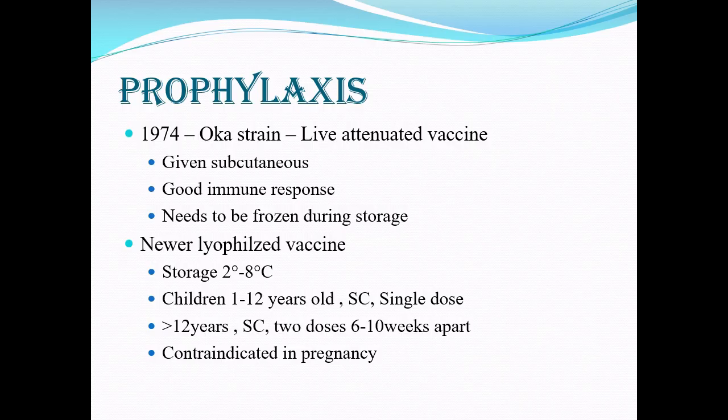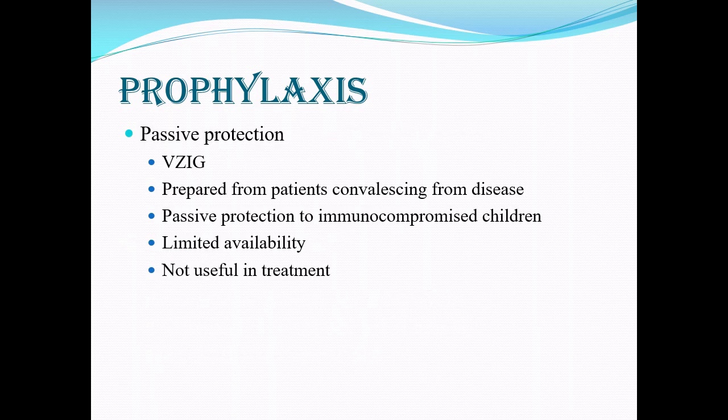There have been many attempts to somehow prevent this infection. In 1974, we had a live attenuated vaccine, given subcutaneously. It had a good immune response but needed to be kept frozen during storage. It is called the Oka strain. Later on, there is a lyophilized vaccine where you give one dose subcutaneously for a child between 1 to 12 years of age, and above 12 years you have to give 2 doses around 6 to 10 weeks apart. Any live attenuated vaccine is generally contraindicated during pregnancy.